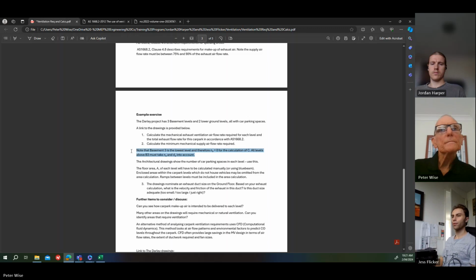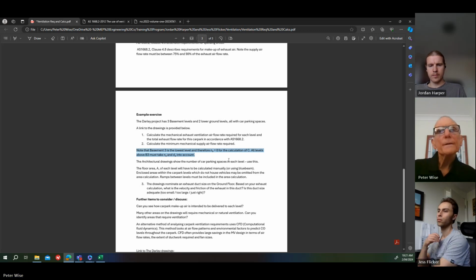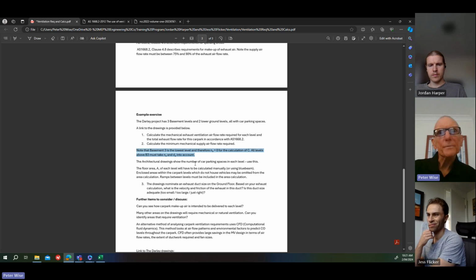So basement 3 is the lowest level, and therefore N2 is 0 for the calculation of C. All levels above B3 must take N2 and D2 into account. Okay, we'll go to the drawings in a minute. The architectural drawings show the number of car parking spaces in each level. So just use that number.